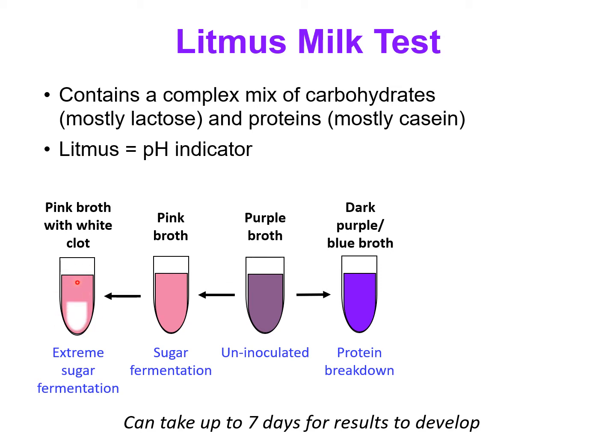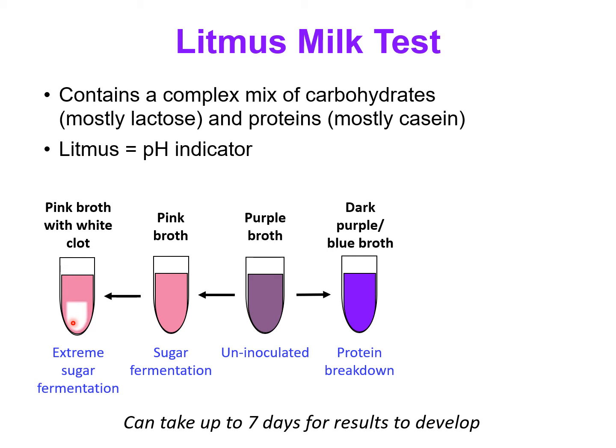Now, it's still pink, right? But notice how it developed that white clot. It's kind of like a clump, okay? There's going to be a clumpy, white thing at the bottom of the tube. And when you flick the tube, it's not going to dissolve, okay? So that white clump is going to be at the bottom of the tube and it's going to be solid.